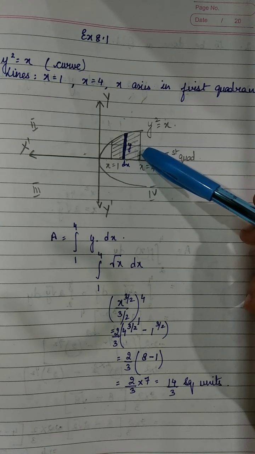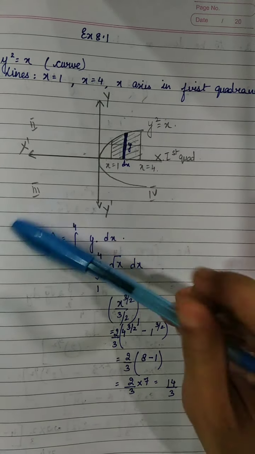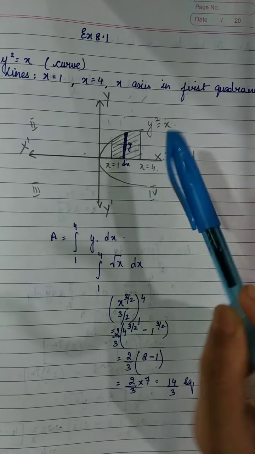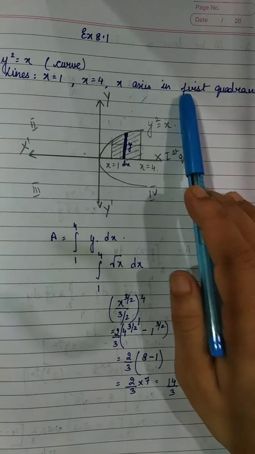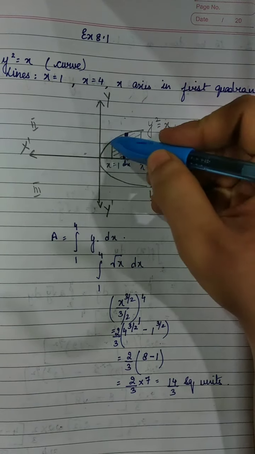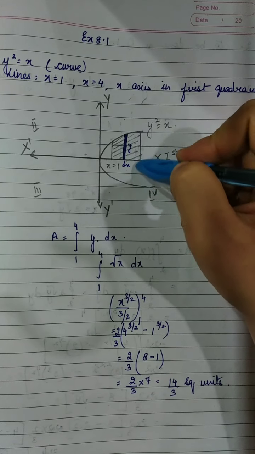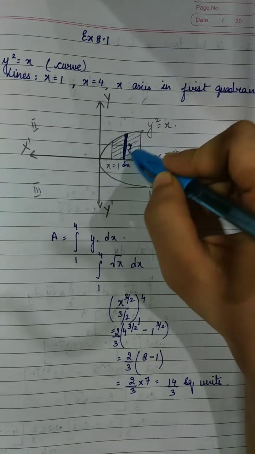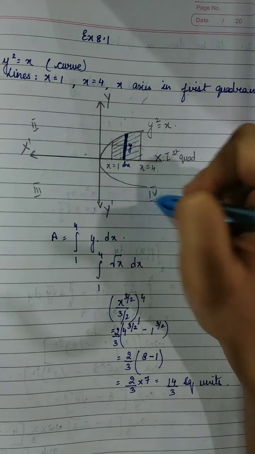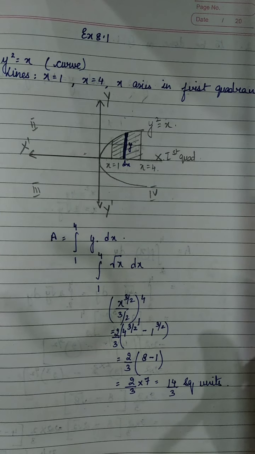And it says x-axis in the first quadrant. So it means we are talking about the positive x-axis in the first quadrant. Had the first quadrant not been mentioned, remember, in that case we would have taken this area and this area. So this entire area above the positive x-axis and below the positive x-axis would have been considered.